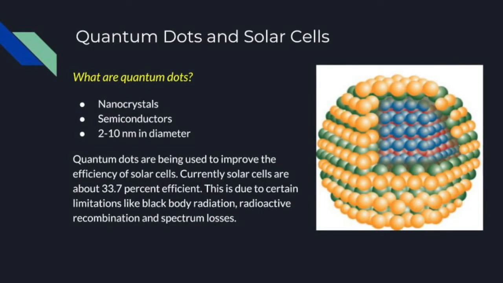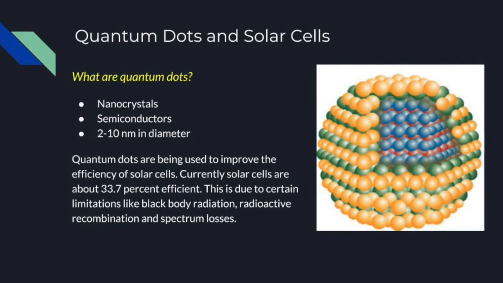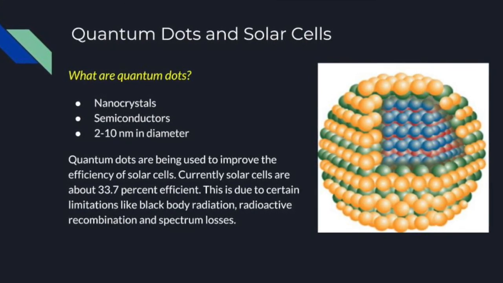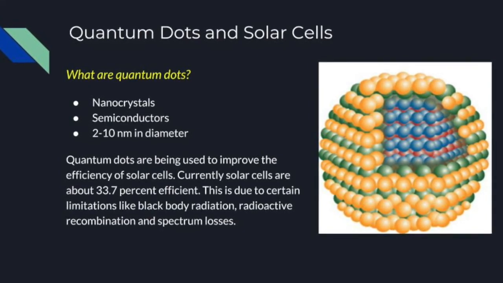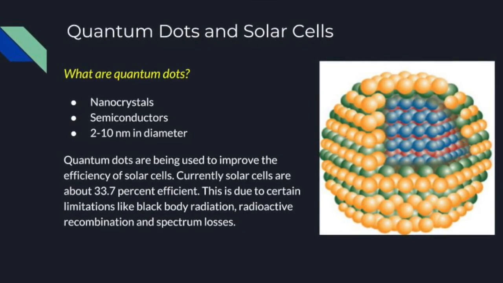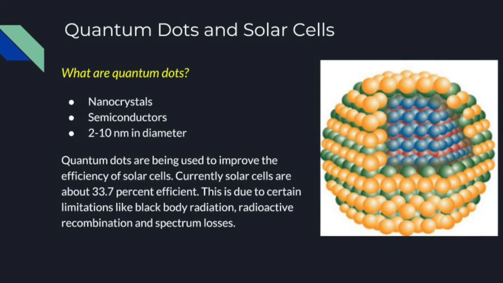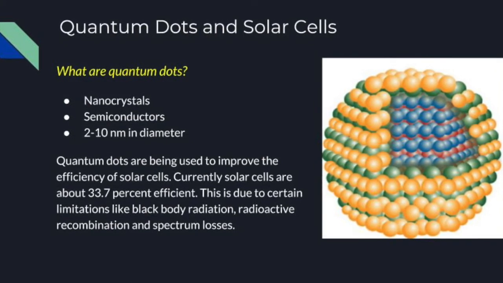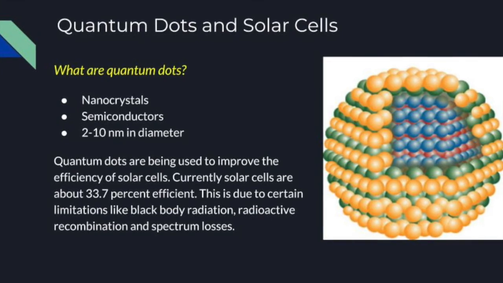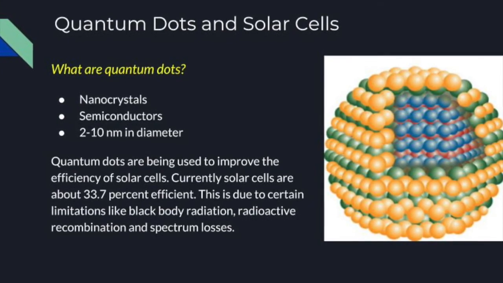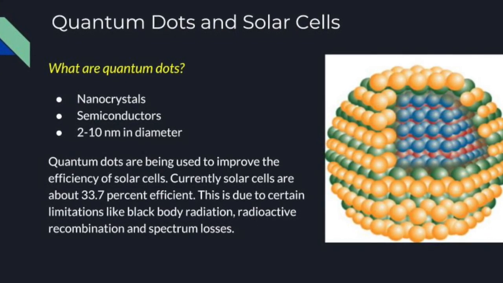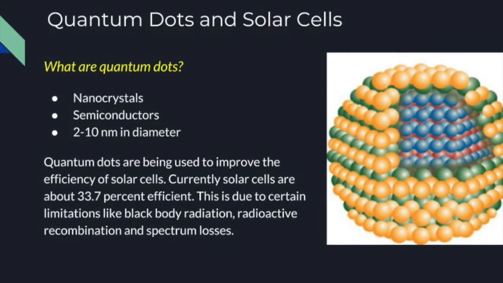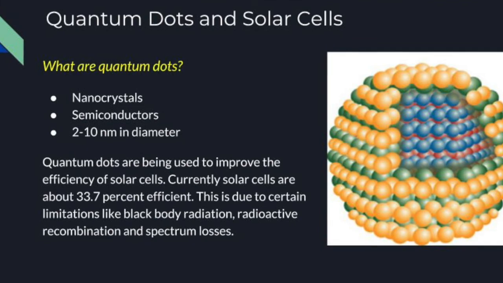Quantum dots and solar cells. So what are quantum dots? They are very small crystals, they are semiconductors, and they are 2 to 10 nanometers in diameter. Quantum dots are being used to improve the efficiency of solar cells. Currently, solar cells are about 34% efficient, and this is due to certain limitations like blackbody radiation, radioactive recombination, and spectrum losses. Quantum dot solar cells use photovoltaic materials instead of using bulk materials like silicon.